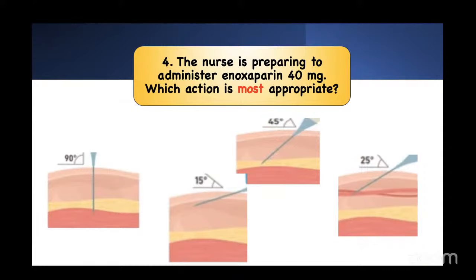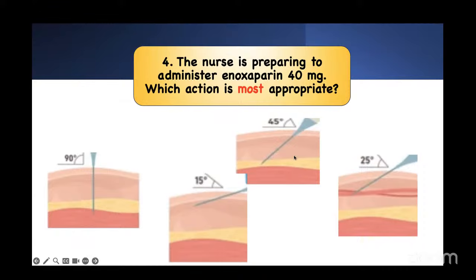Enoxaparin is a low molecular weight heparin. We inject it sub-Q, right? But whenever you are about to inject medication sub-Q, there are two things. Think about the weight of the individual. If you're obese and you cannot pinch the skin 2 centimeters, that means they're too thick, then you have to inject it at 90 degrees. But if you can pinch 2 centimeters, that means you can inject it at 45.